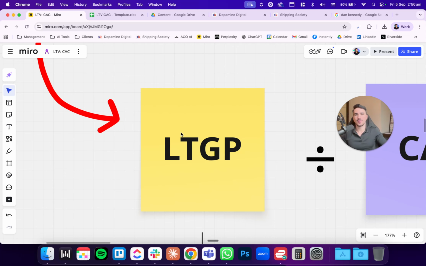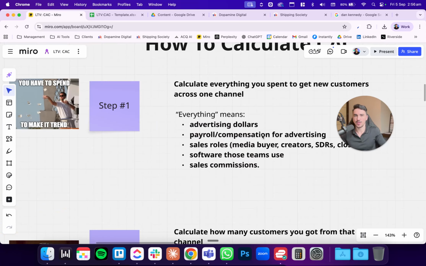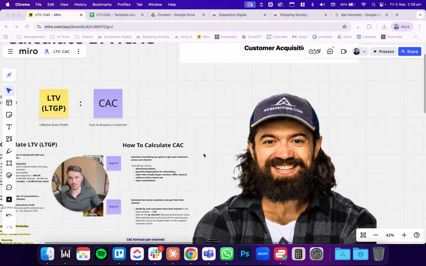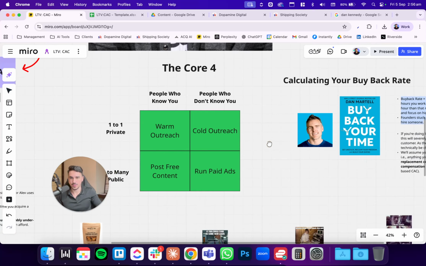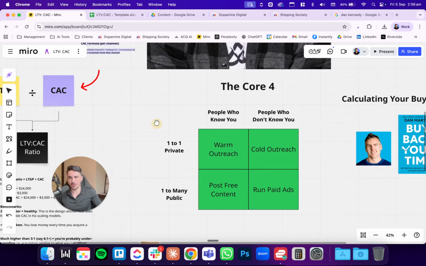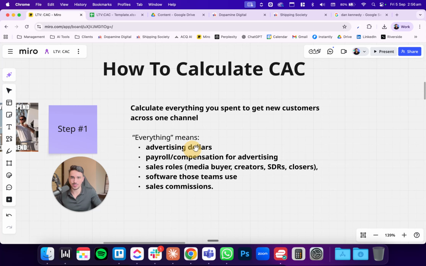Really simple. Then you've got the cost of acquiring the customer. So, how to calculate this? First step, calculate everything you spent to get new customers across one channel. Everything, broken down per channel. I'm going to break it down here for you across warm outreach, cold outreach, post free content, and run paid ads. This is the Core 4. If you don't know what the Core 4 is, what are you doing? Pick up a copy of $100M Leads yesterday and read that bad boy. It will change your world.